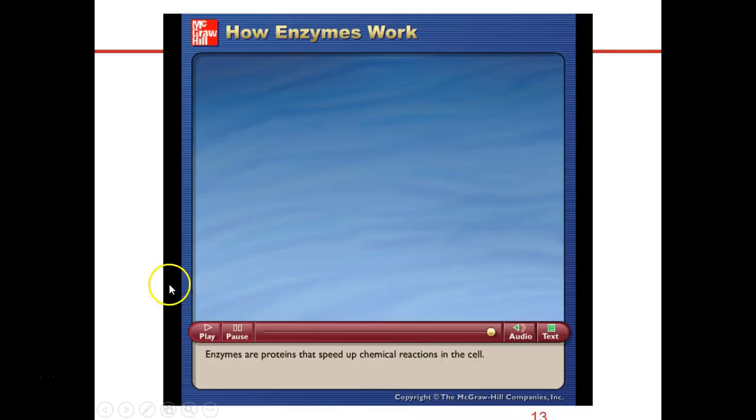Oh, okay, this is not working, so we're not going to watch this video. If you are interested in seeing this video, just open up your internet browser, go to Google, your Google bar, and then just write How Enzymes Work, McGraw-Hill. Enter, and it will be one of the first things that pops up, okay?